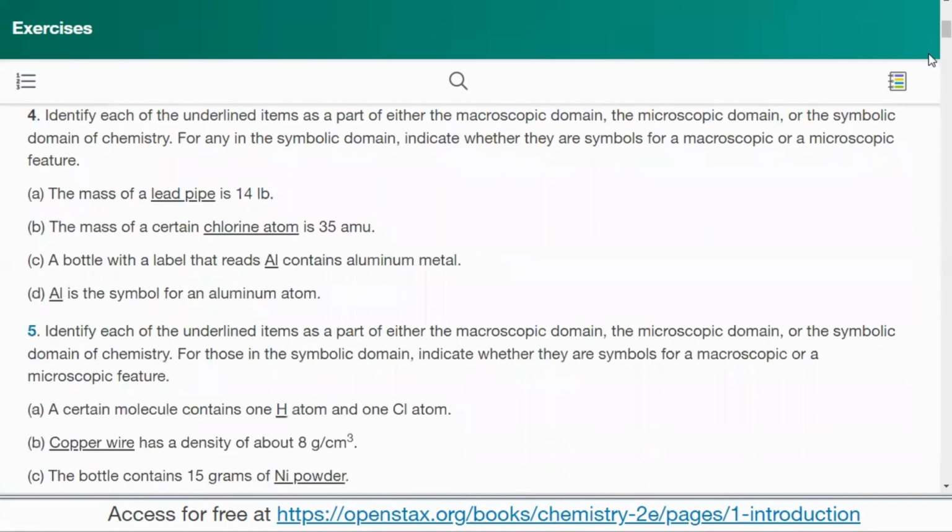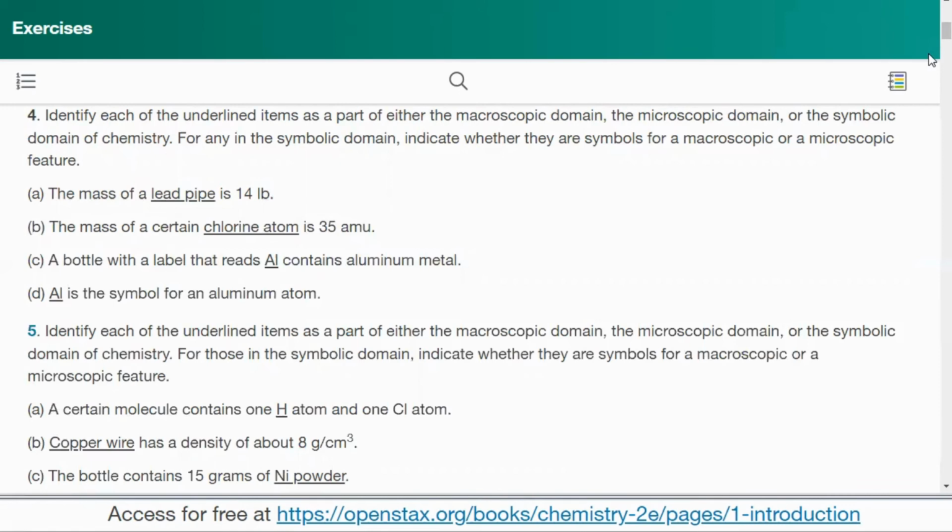Number 4, identify each of the underlined items as part of either the macroscopic domain, the microscopic domain, or the symbolic domain of chemistry. For any in the symbolic domain, indicate whether they are symbols for a macroscopic or a microscopic feature. The mass of a lead pipe is 14 pounds. Since we can see a lead pipe, I'll call that a macroscopic domain. That's something in the macroscopic domain.